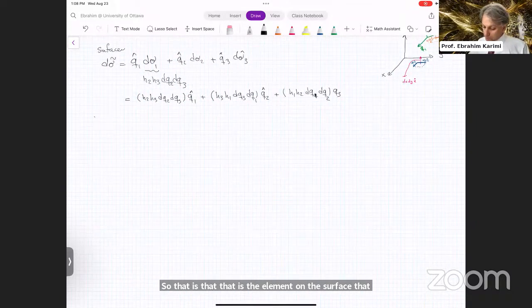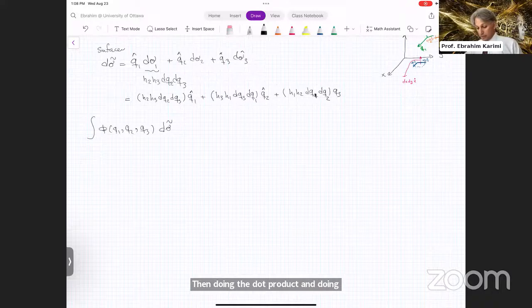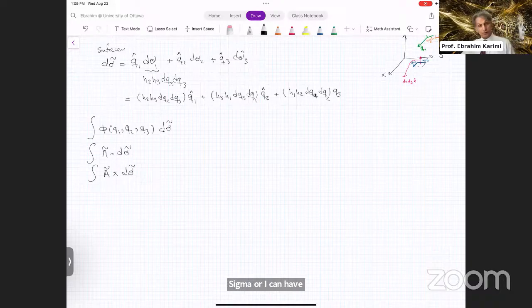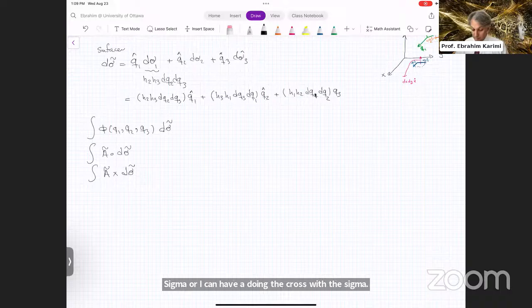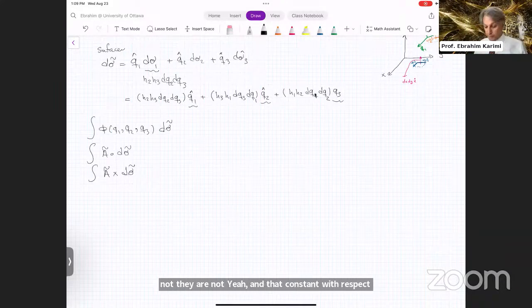So what I can do, again, I can have a scalar function of q1, q2, and q3, then doing the dot product and doing the integration on the surface, or I can have a vector doing the cross product with d sigma. Okay, I will introduce all of them. So you can do the calculation, and you know very well that q1, q2, and q3 in general are not constant, so you have to keep them inside of the integral.